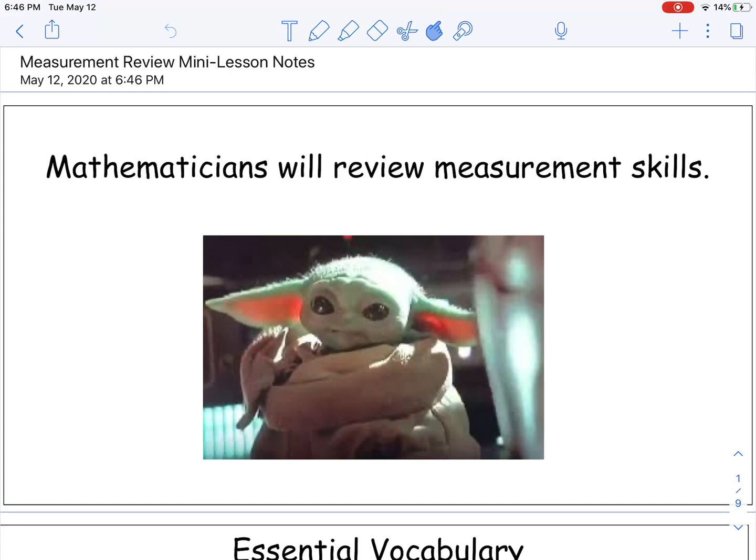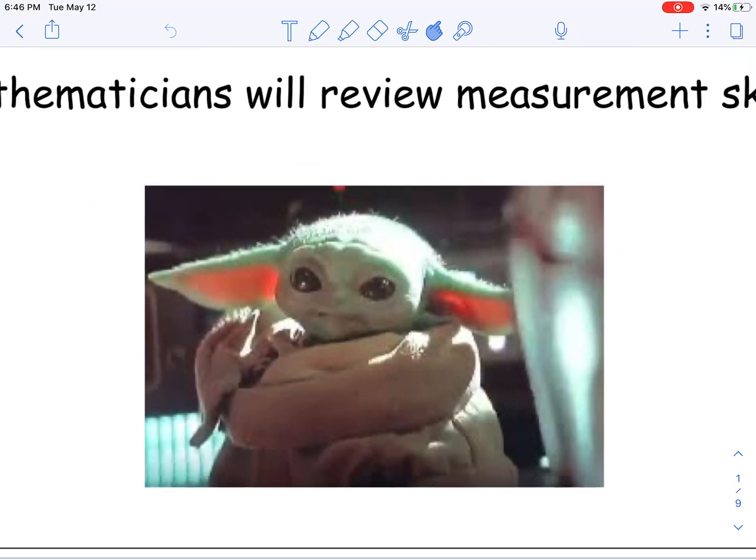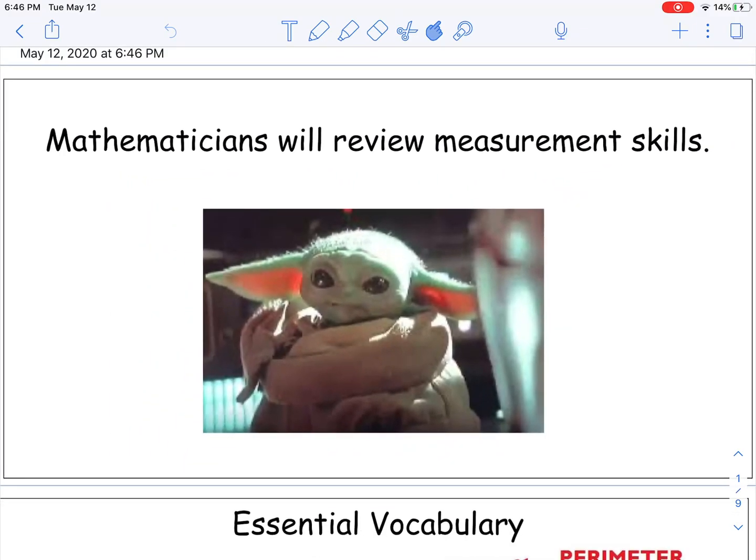I know this has been really challenging for all of you. I just can't tell you how proud I am of all of your hard work. Even Baby Yoda, he's proud of you too. And you know how much I love my Baby Yoda.